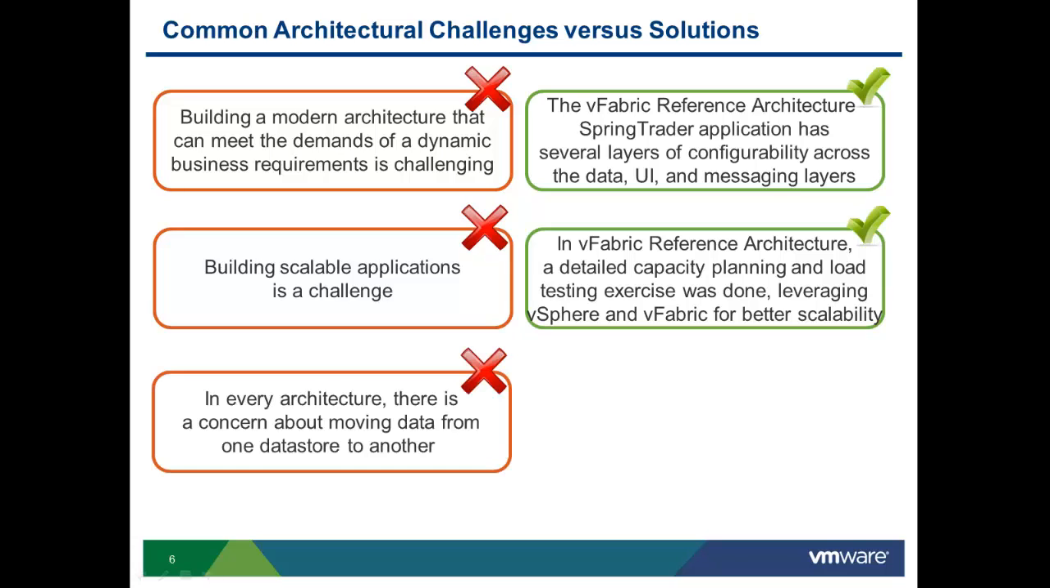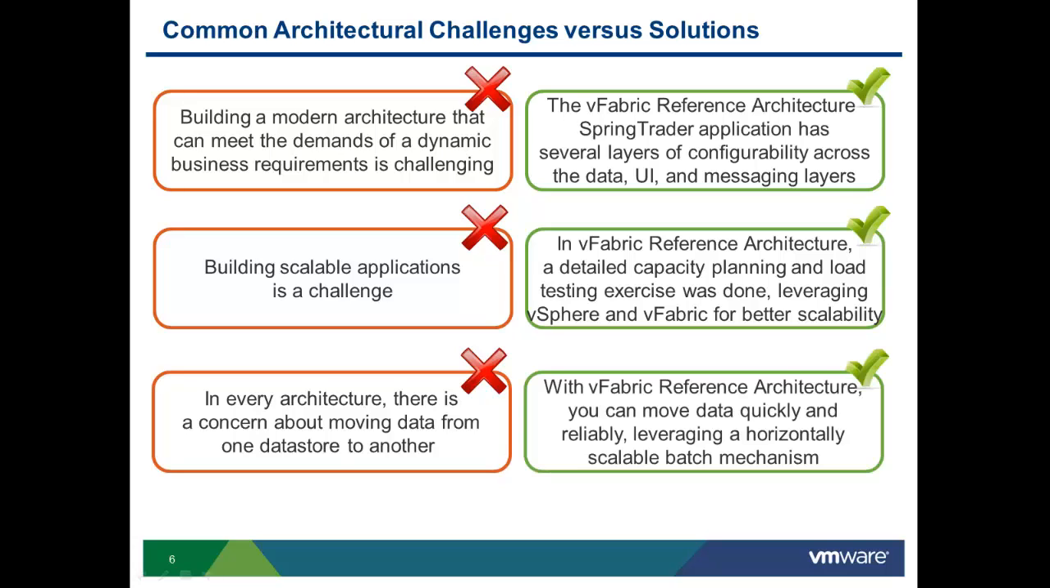In every architecture, there is a concern about moving data from one data store to another. In the vFabric reference architecture, we demonstrate how to leverage a load balancer layer across the Spring Batch horizontal scalable mechanism.